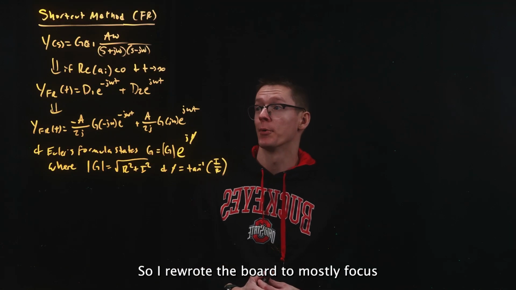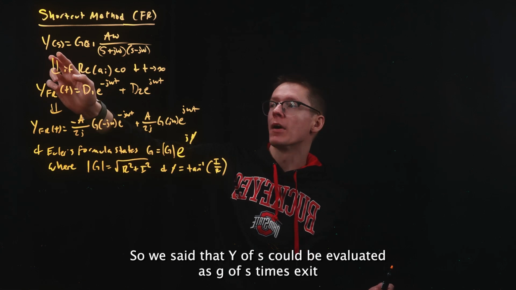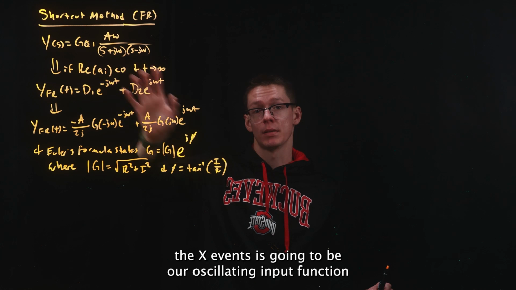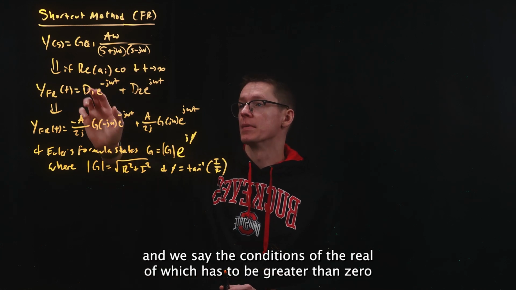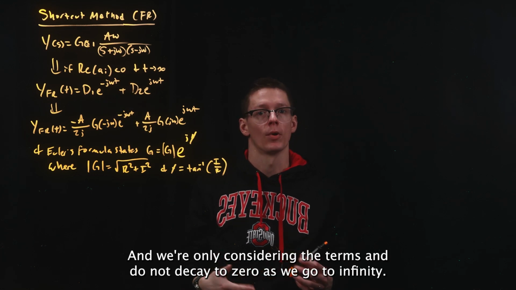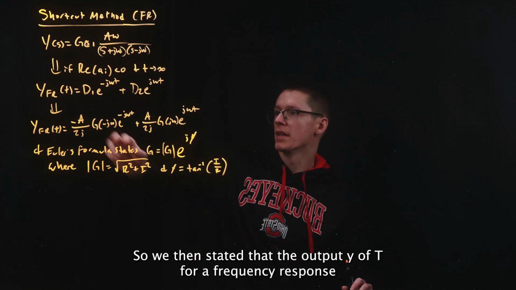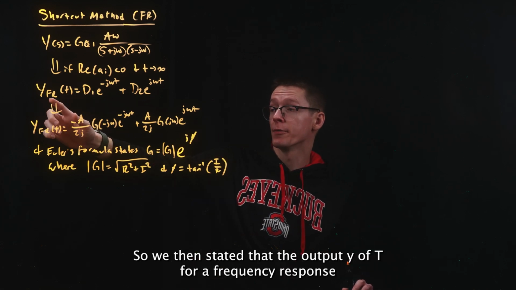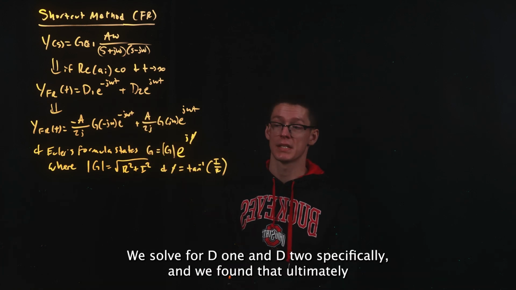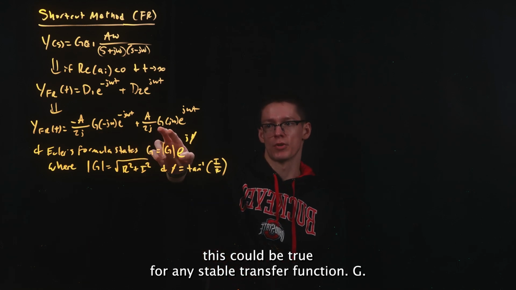So I rewrote the board to mostly focus on what we have learned and gotten to thus far. We said that y of s could be evaluated as g of s times x of s, where we've already solved that x of s is going to be our oscillating input function, and we've stated conditions that the real part has to be greater than 0 to make it stable, and we're only considering the terms that do not decay to 0 as we go to infinity. We then stated that the output y of t for our frequency response could be based off of these two pieces. We solved for d1 and d2 specifically, and we found that ultimately this could be true for any stable transfer function g.